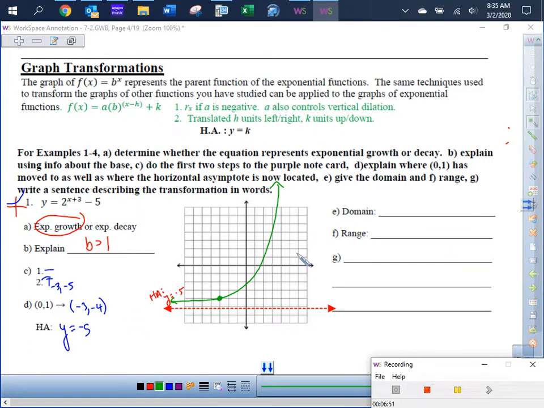Domain from left to right, still -infinity to +infinity. We usually call it all reals. But the range, how low does this go, guys? How low? To -5, but can it touch it? It's not included because there's an asymptote there, and then right here, all the way up to infinity.